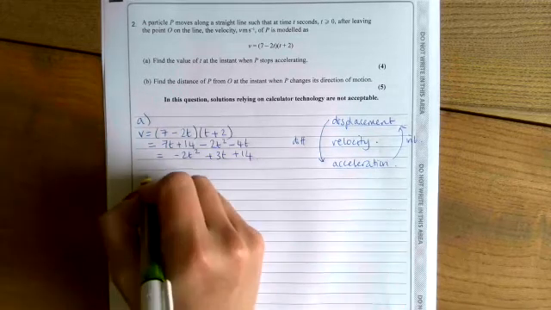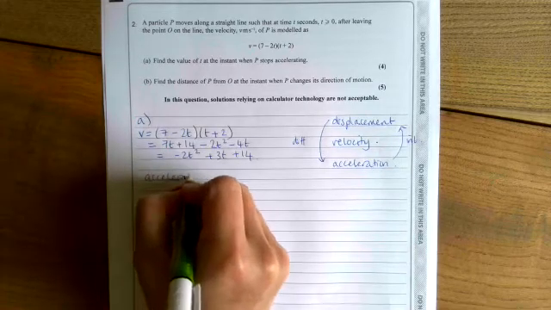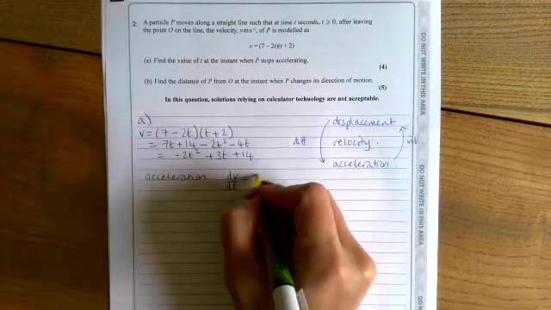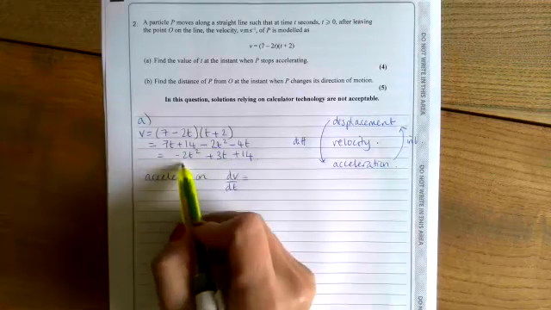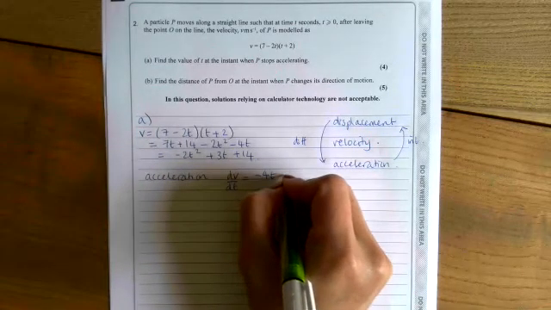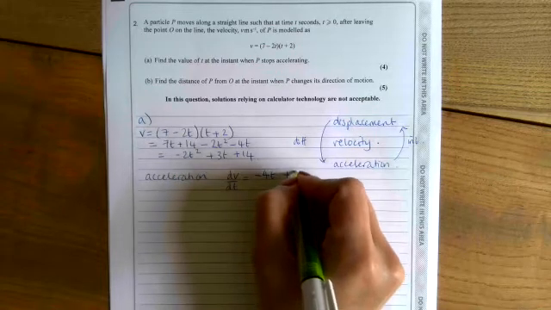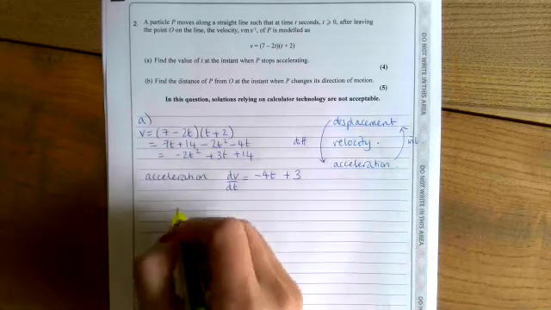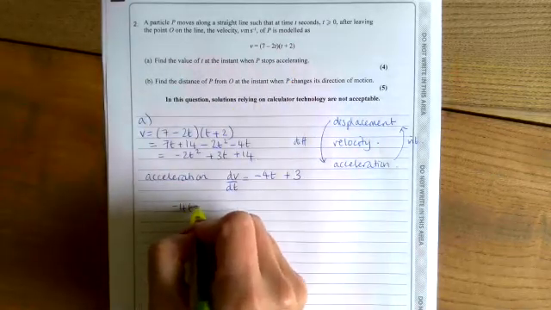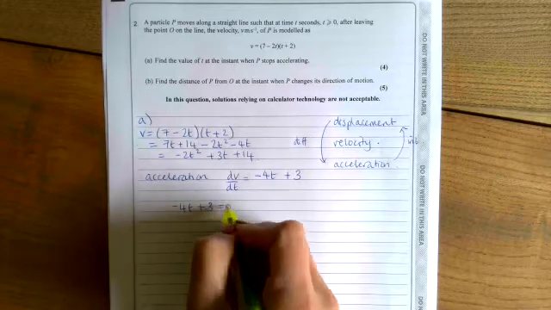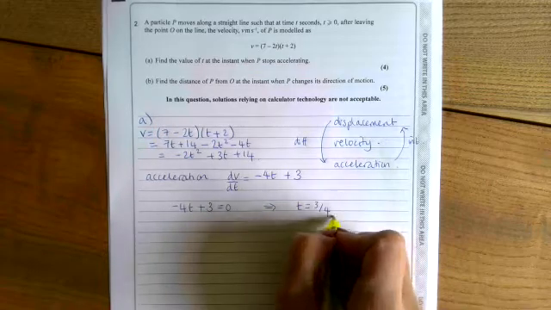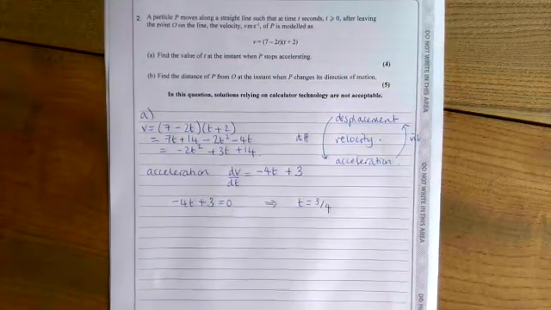And I want to find acceleration, which is dv by dt. So if I differentiate that, take the power down, multiply, and subtract 1 from the power, it'd be minus 4t add 3. So acceleration, they stop accelerating when that is equal to 0. If I solve that, that is when t is 3/4. So that's part A done.